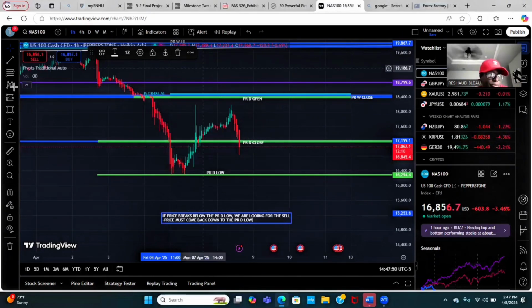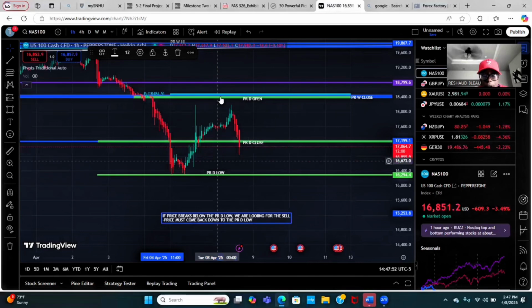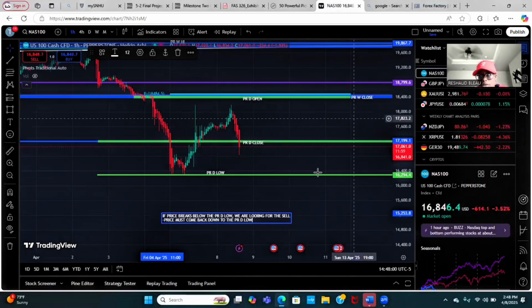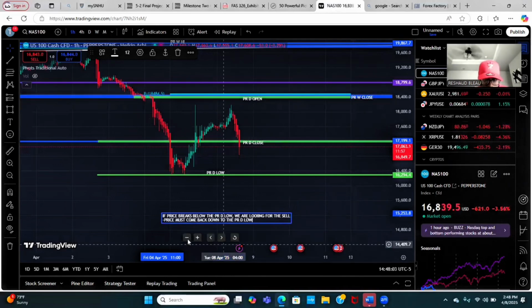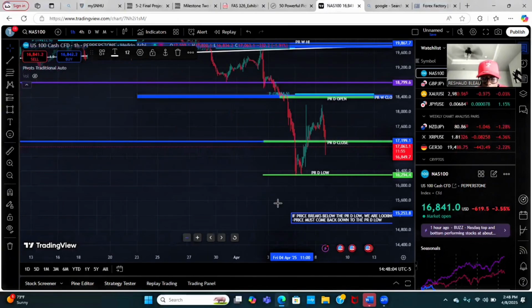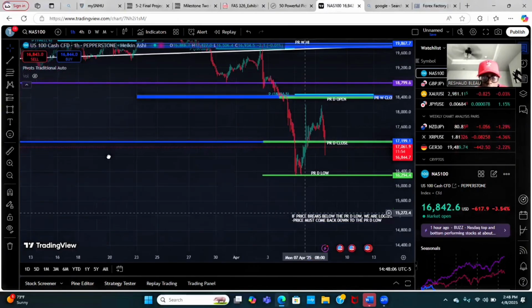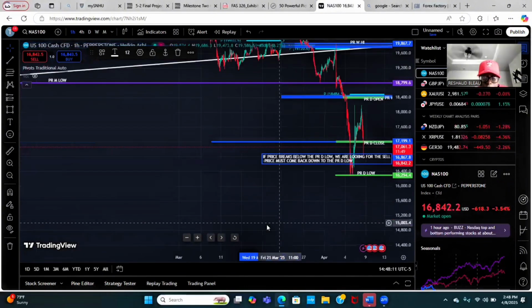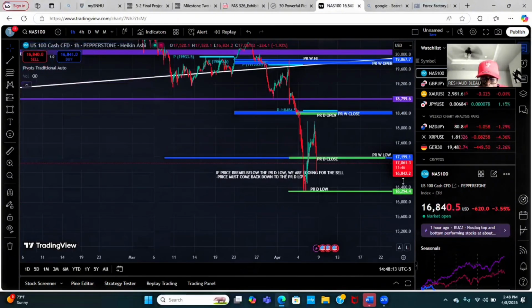But if not, price can trick you and go back up here to the previous day open, and then shoot back down, or go back above this previous weekly close and trick you into continuing to buy, right? But I think this is a nice start of a sell. Price is selling, but I think it's trying to trick everybody. That's me personally.